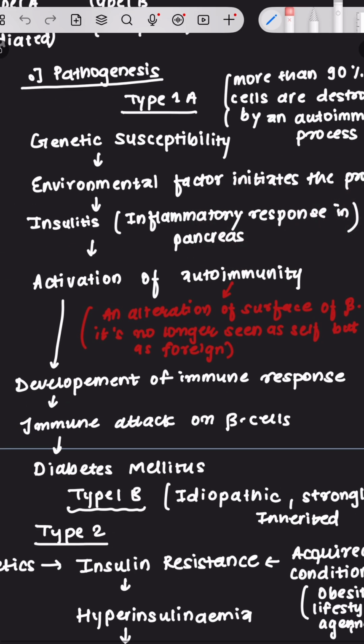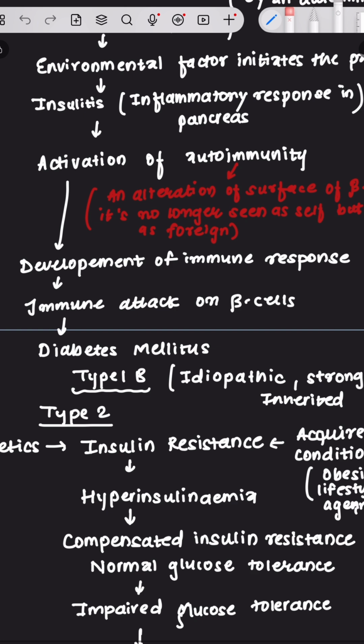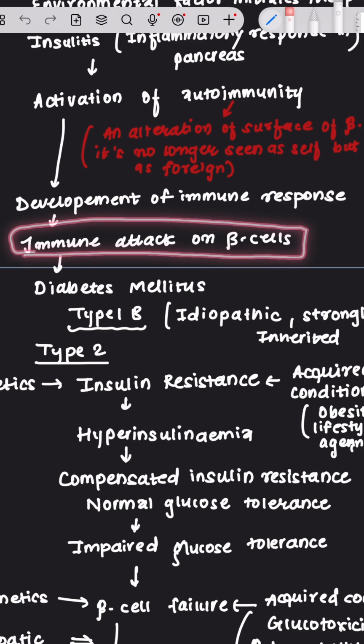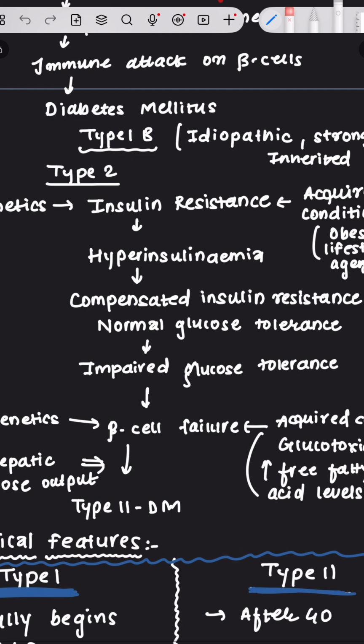These attack the beta cells. That is why we have written here more than 90% of beta cells are destroyed by autoimmune process. So this is happening within the body of the individual, and due to this attack on beta cells of pancreas, there is diabetes mellitus. Type 1B, as I've said, is idiopathic and it is strongly inherited. It is inherited from the parents.